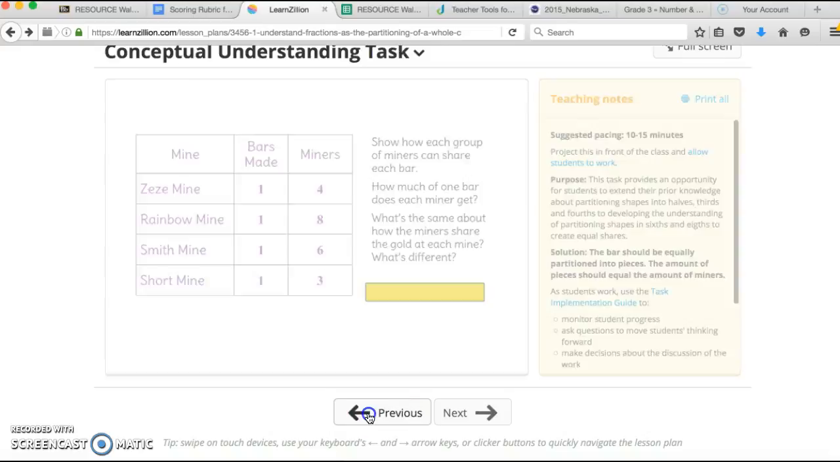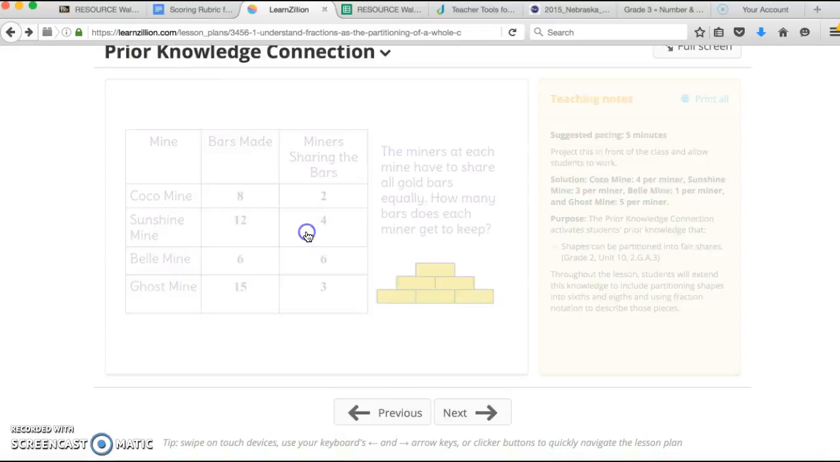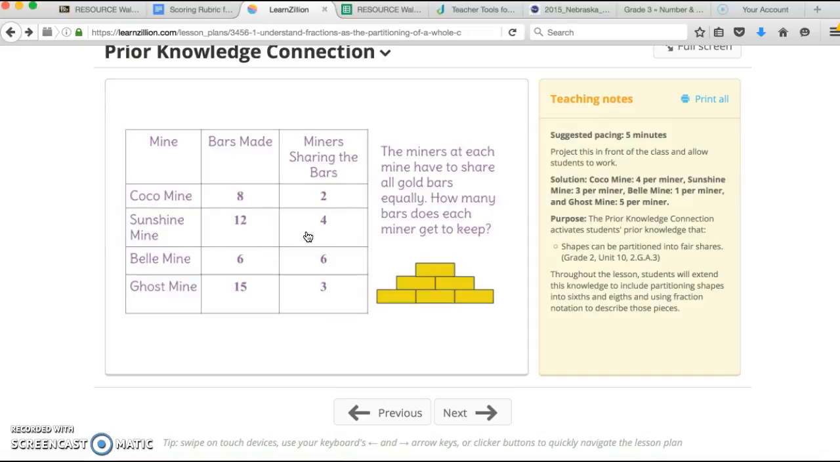All right, so we'll go back to the first page where you begin the lesson, and every lesson starts with a prior knowledge connection, and it kind of gives your scenario right here. It says the miners at each mine have to share all gold bars equally. How many bars does each miner get to keep? And then in this table right here, it has 4 different mines. It has the bars that were made in each mine, and then the miners who were sharing the bars.